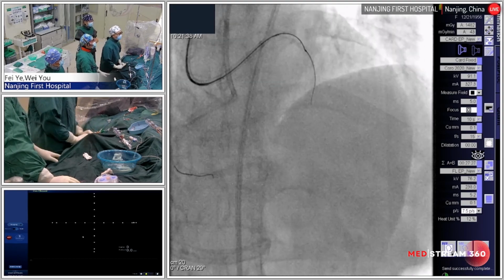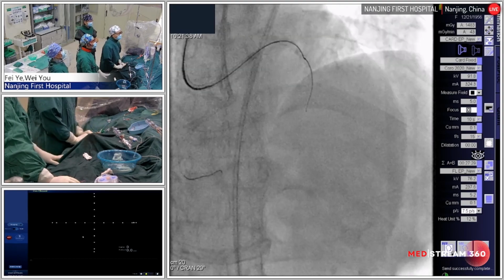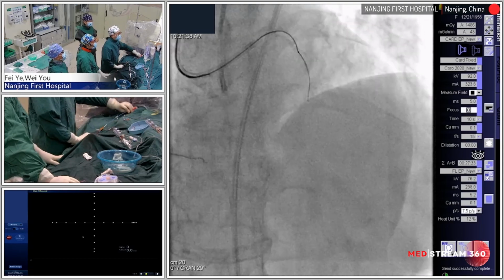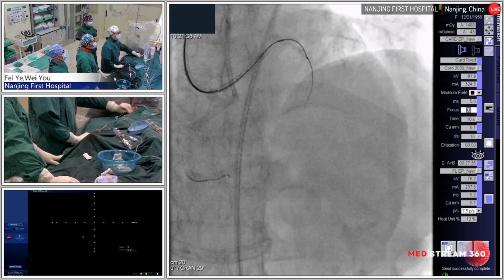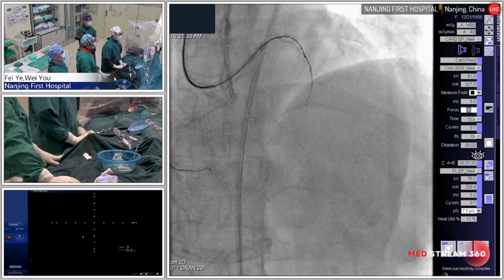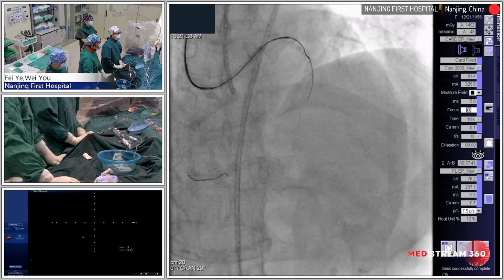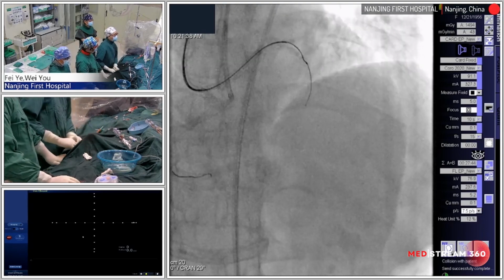I am just trying to advance more. As you can see, it's calcified and tough. It's quite difficult. I just want to deep-seat the guide to give some support. Okay, seems good.